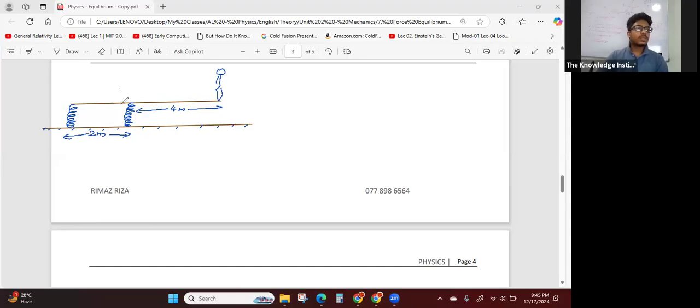Okay, so here are two springs, and then a plank which is 6 meter long, and a boy of mass 40 kilogram stands at the edge of this plank. The plank mass is, let's say, 20 kilogram, and length is 6 meter. So it's a uniform plank.